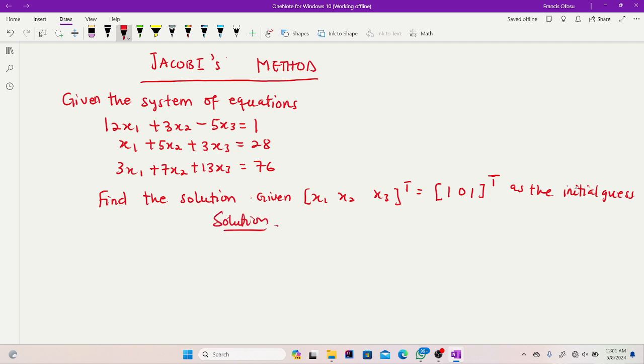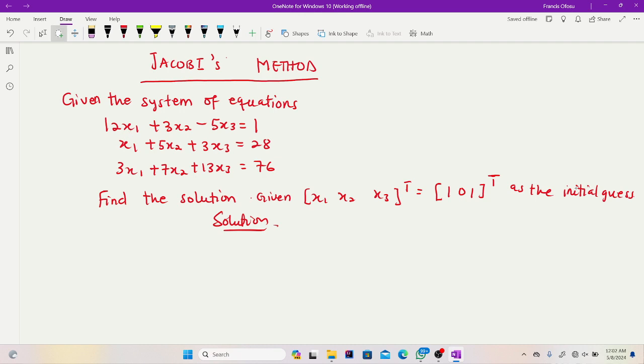So let's see. In the previous lesson, I indicated the algorithm for solving Jacobi's method. So we are just going to build on that. Kindly visit the previous lesson if this is the first time you've been on this channel as well.